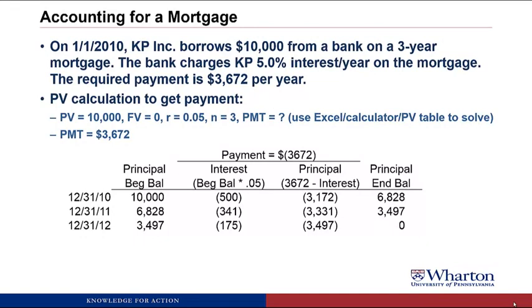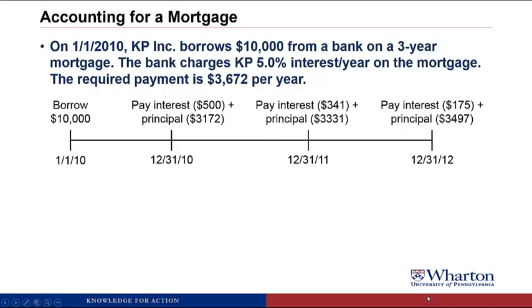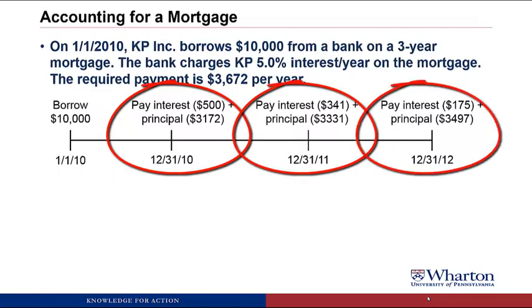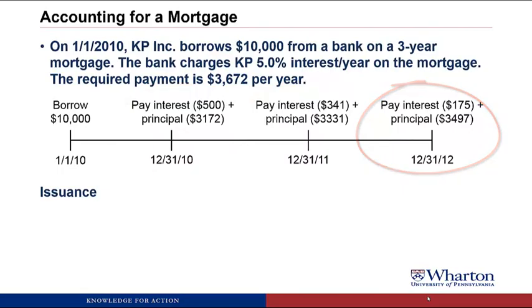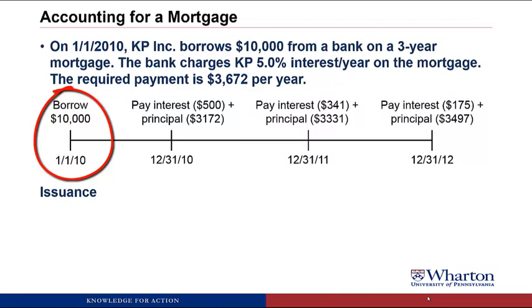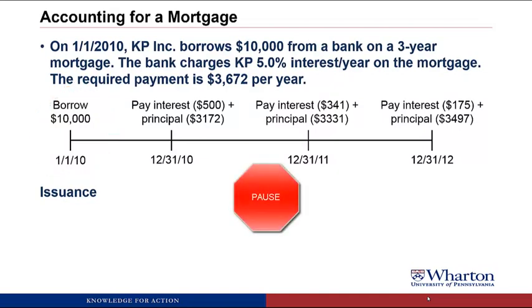Now that we've laid out the amortization schedule, we're going to go through and do the journal entries. So we can take our amortization schedule and represent it in a timeline. So on the day that we borrow from the bank for the mortgage, January 1st, we get $10,000 cash coming in. And then we're going to make our 3 payments of $36.72, which are split into interest and principal. So let me throw up the pause sign and have you try to do the journal entry on January 1, 2010, which is when the mortgage is issued to the company, so when KP borrows the money.